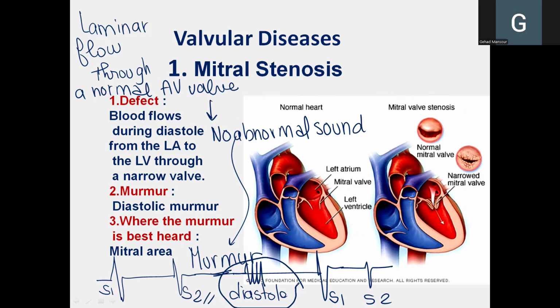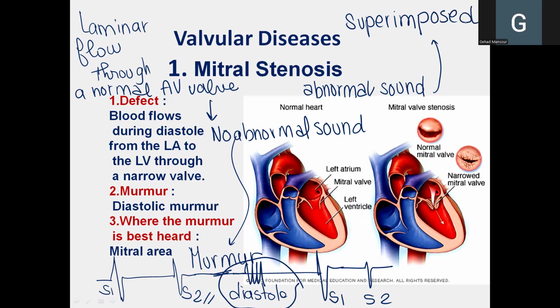So how can we define a murmur? A murmur is an abnormal sound that you hear in between S1 and S2 or in between S2 and S1, meaning during systole or during diastole. And this abnormal sound does not muffle or override S1 and S2. So it is an abnormal sound that is superimposed, meaning added onto S1 and S2. A murmur is an abnormal sound that you hear by the stethoscope and that is superimposed on S1 and S2.